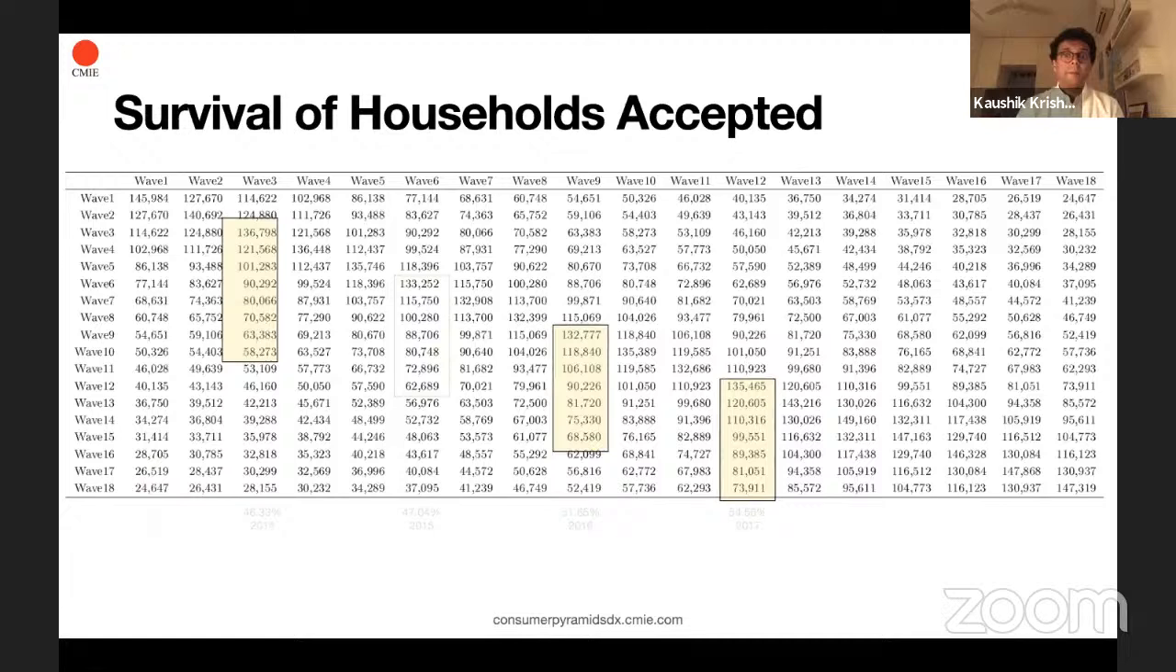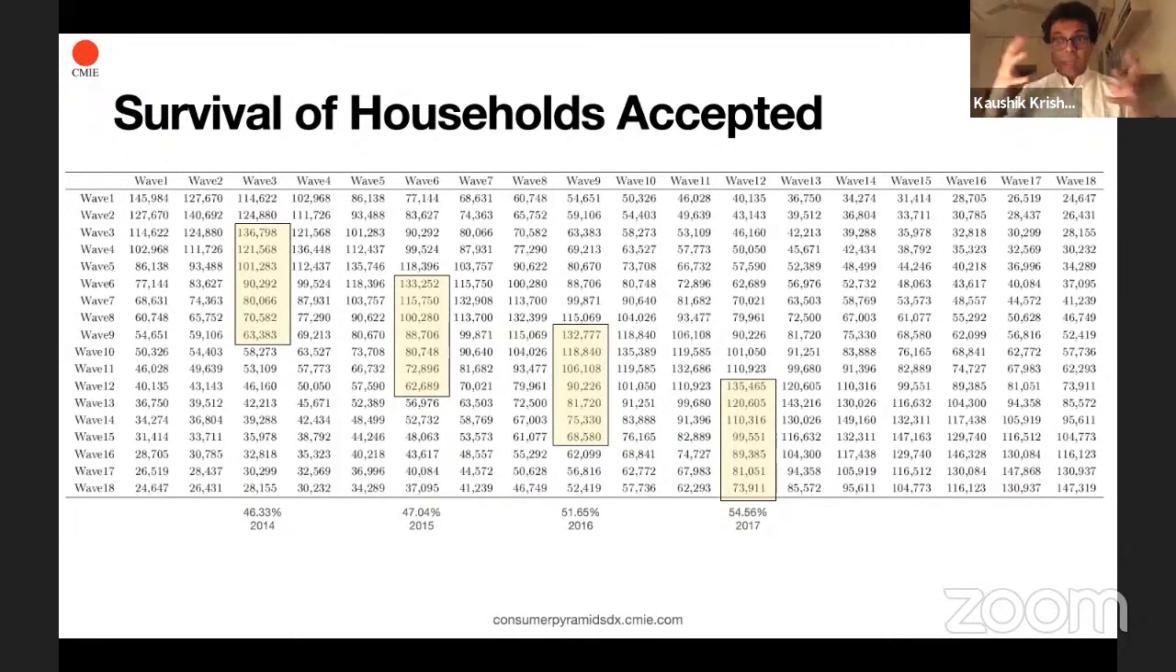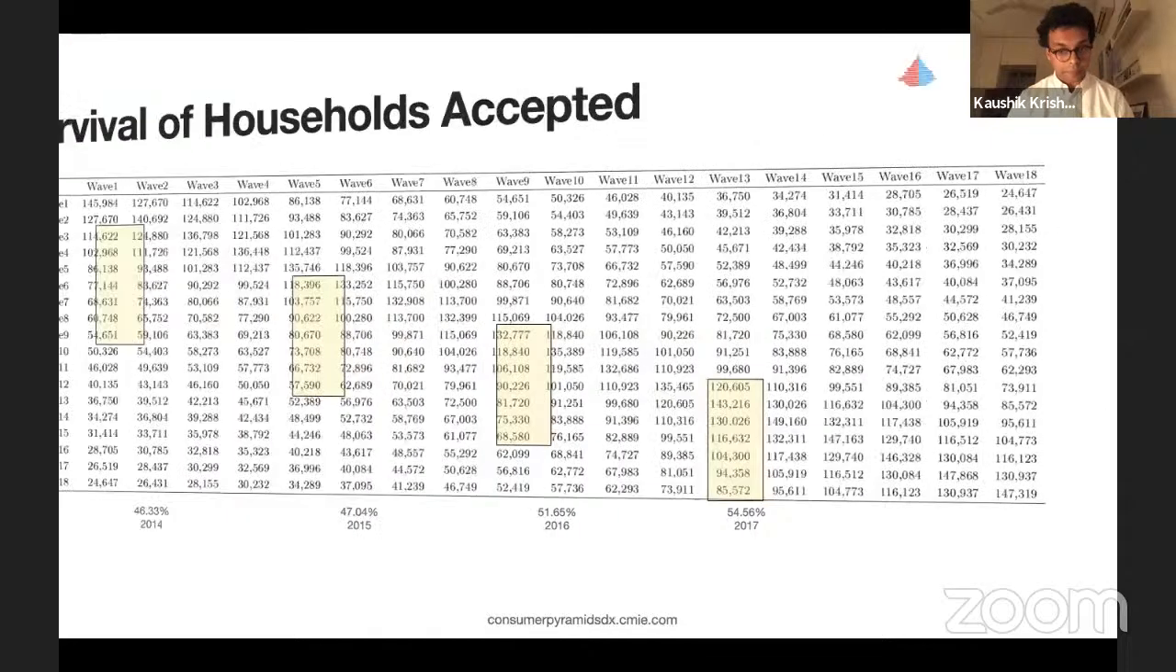Another way to look at this is just the 2-year survival rate. In wave 3, that survival rate was 46%. In wave 12, it is 54%. So it's increasing over time, and this shows that the survey is getting better. Our ability to retain households is improving. Where only 46 out of 100 households survived 2 years in wave 3, 54 survive in wave 12. So our ability to conduct the survey and retain households in the panel is getting better across time.